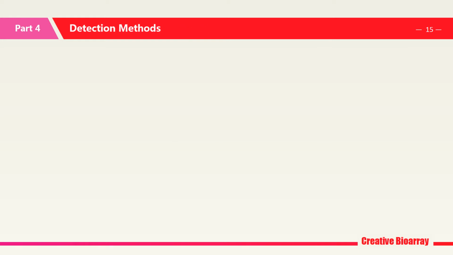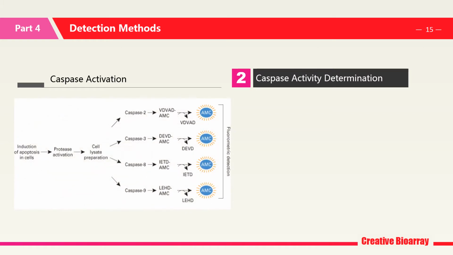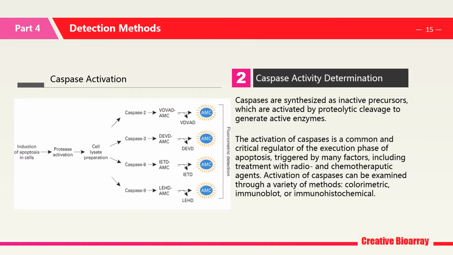Caspases are synthesized as inactive precursors, which are activated by proteolytic cleavage to generate active enzymes. The activation of caspases is a common and critical regulator of the execution phase of apoptosis, triggered by many factors, including treatment with radio and chemotherapeutic agents. Activation of caspases can be examined through a variety of methods: colorimetric, immunoblot, or immunohistochemical.